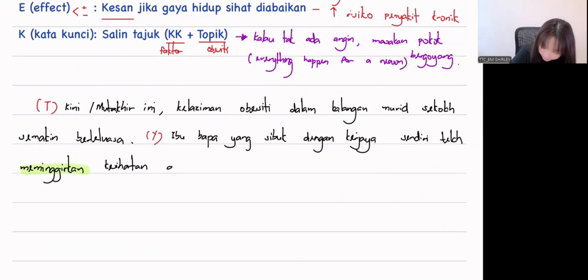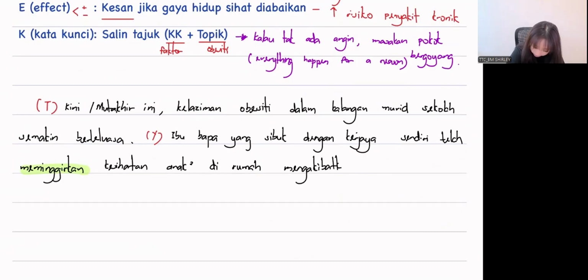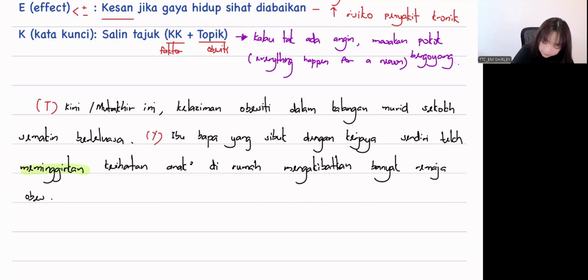Kesehatan anak-anak di rumah. So if a causes, mengakibatkan banyak remaja obese. Obese, it means like obesity, yeah. Then after that is the effect.